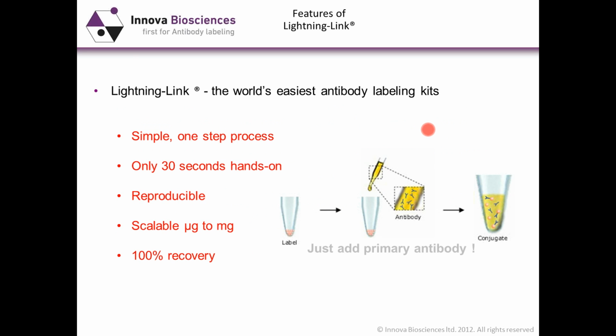This is where I'd like to introduce the Lightning-Link conjugation technology from Innova Biosciences. These are the world's easiest to use antibody labeling kits. You can use them in a simple one-step process, which literally only involves 30 seconds hands-on time. This is a highly reproducible technique and can be scaled from as low as 10 micrograms in our smallest kits up to several milligrams, or even for manufacturing purposes into tens of milligrams or higher.